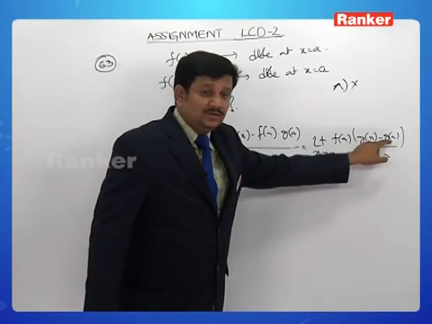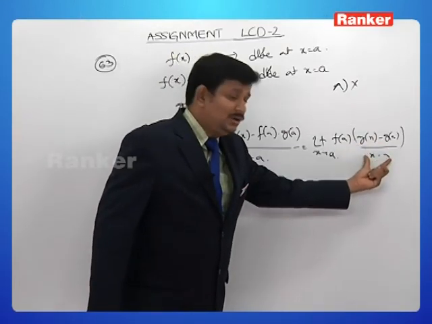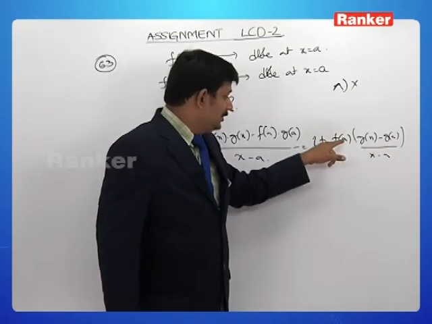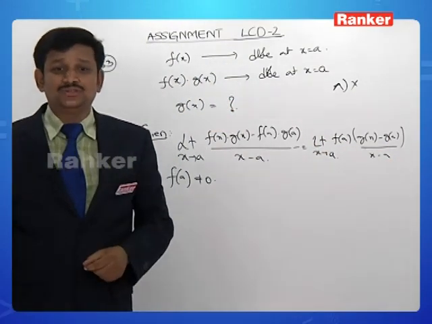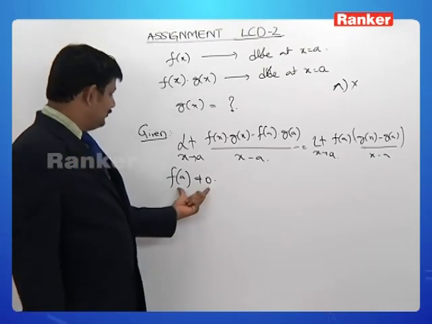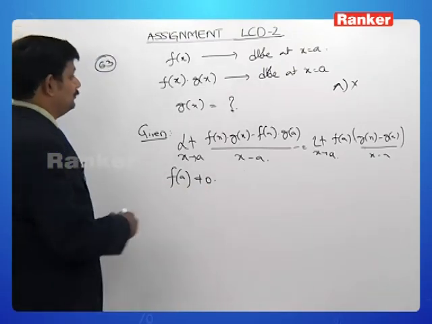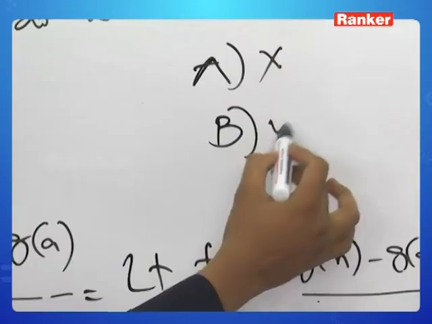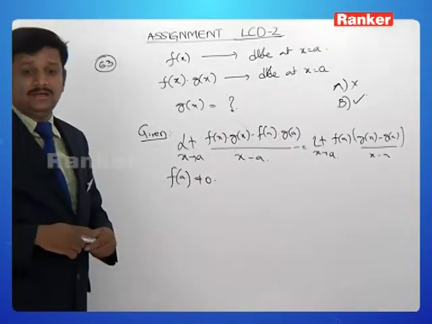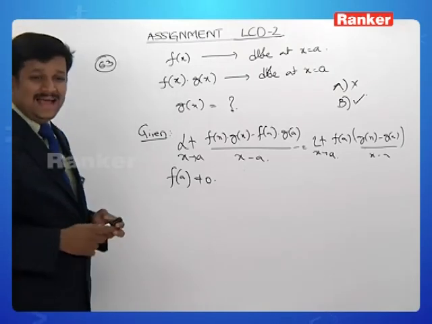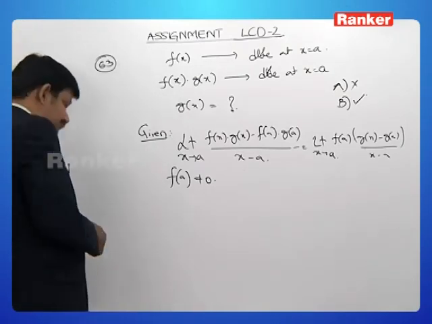Once this is non-zero and this is tending to 0, for this limit to exist, it becomes a compulsion that f(a) has to be 0. So, our assumption that f(a) is not 0 is false. So, option B is true. If g(x) is discontinuous, it will be a compulsion that f(a) has to be 0.